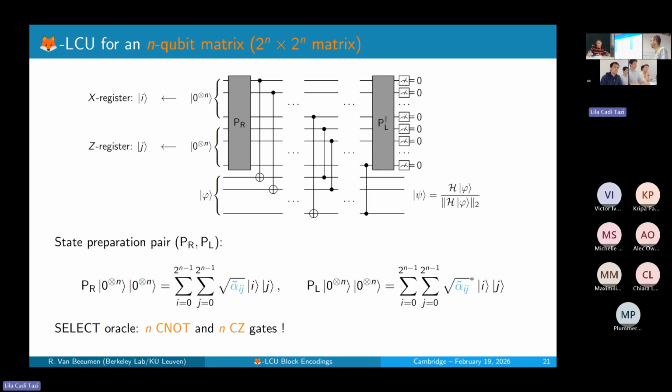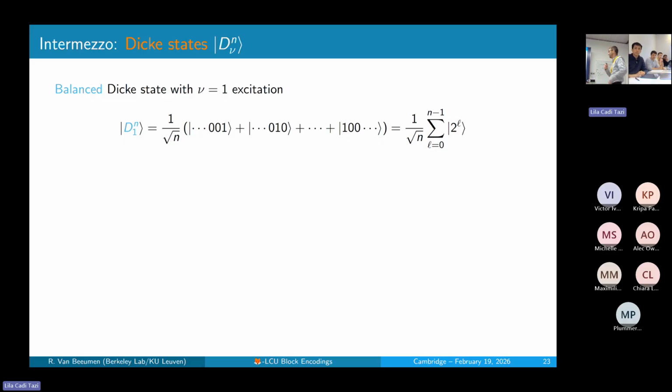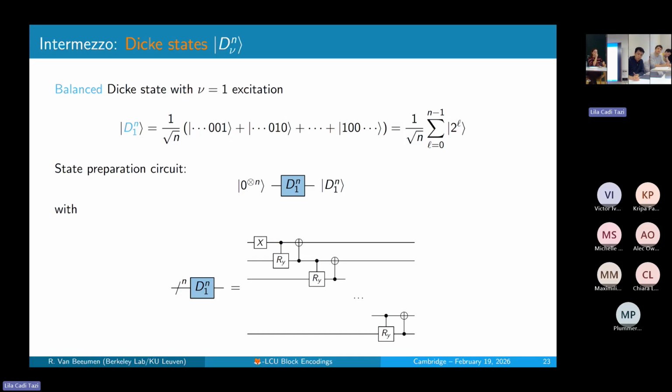Okay, so now we're going to focus on how we can make this PR and PL efficient. And for that, let's talk about Dicke states. So, an intermezzo. I don't know how familiar people in the audience are with the Dicke state, but I'm going to start with the simplest one, and that's what people call the balanced Dicke state with just one excitation. It's an equal superposition of the 0001 state plus 0010, and so on. And if we use some binary representations of these states, we can write it as a summation of the states 2 to the L, where we let L run from 0 to n minus 1. And we normalize it, of course.